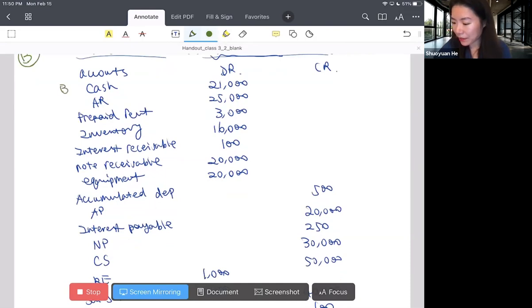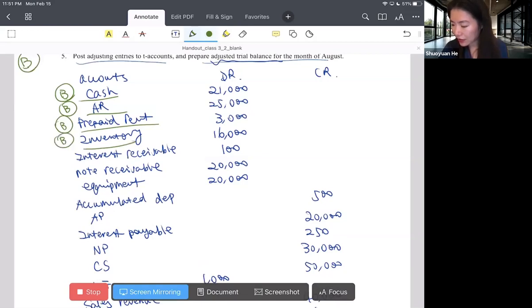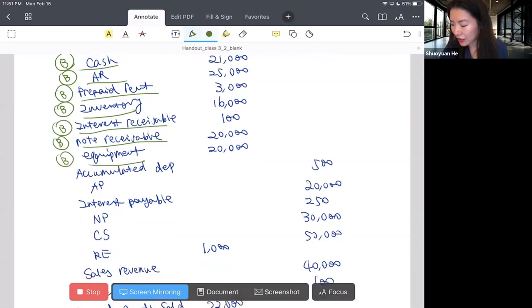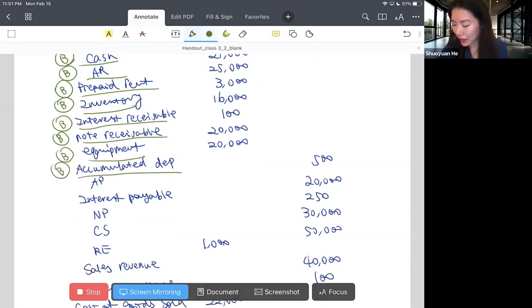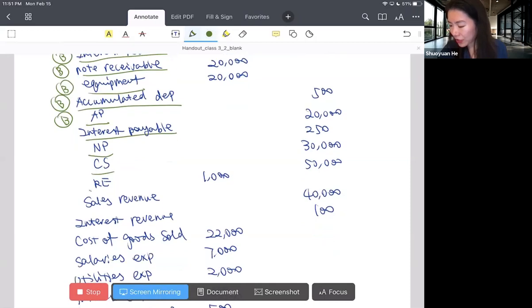So cash is a balance sheet account. Account receivable, that is balance sheet. Prepaid rent, that's balance sheet as well. Inventory, interest receivable, balance sheet account. Notes receivable, balance sheet. Equipment, balance sheet. Accumulated depreciation, that's balance sheet. Accounts payable, interest payable, note payable, common stock, retained earning. So all of those are balance sheet.